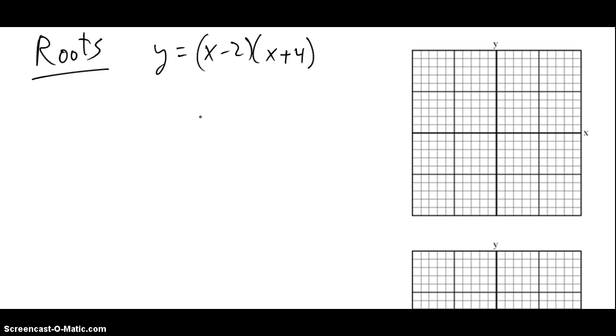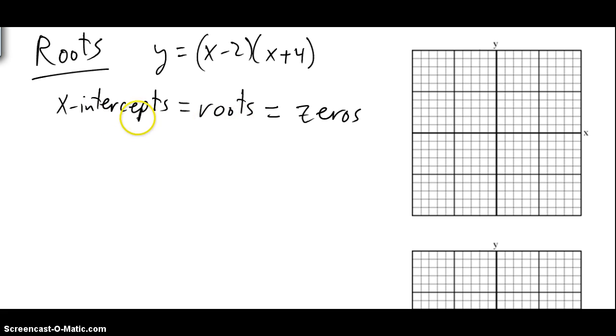Okay? So, if we say y is 0, we can find what's called the x-intercepts. But the x-intercepts, in other words, where it crosses the x-axis, that's the same thing as what we call roots. It's also the same thing as zeros. These are 3 vocabulary words that mean the same thing. Okay? So if I say find the roots of this equation, you want to find the x-intercept, or where y equals 0.